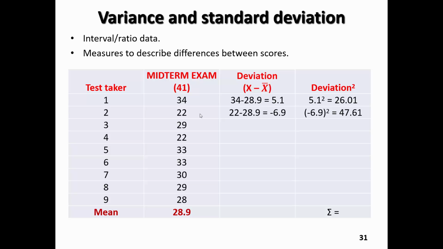We now move to the second value of 22, and we can see that this student scored 22 out of 41, which is less than the average. And we just follow the same order as we take the 22, we subtract 28.9, and we keep the negative sign, and we see it's negative 6.9. So the negative indicates that it is less, the magnitude of this number is less than the average.